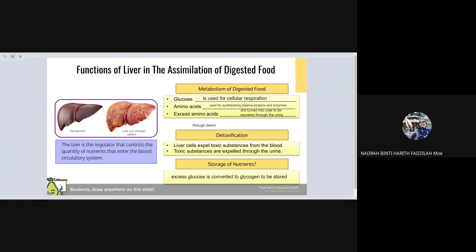Nama dia ialah deamination. Okay, what happened to excess glucose pula? So excess glucose will be converted to glycogen and stored in the liver. When our body detects there is a drop in glucose level, mungkin sebab kita puasa ke, atau kita skip lunch ke, dan sebagainya, ataupun kita tak breakfast pagi tadi, macam some of you. So the decrease in glucose level in our blood will be detected by our nervous system, which will stimulate the liver to convert glycogen back to glucose, and then the glucose will move to the blood circulatory system.